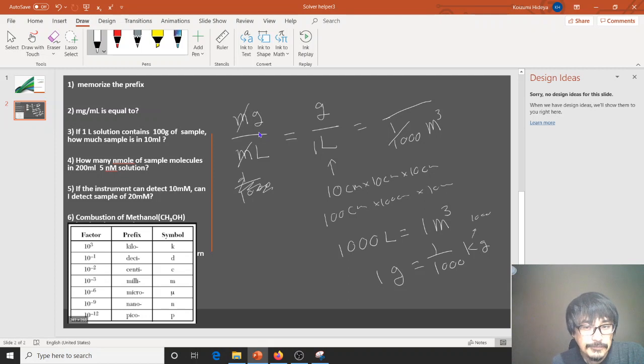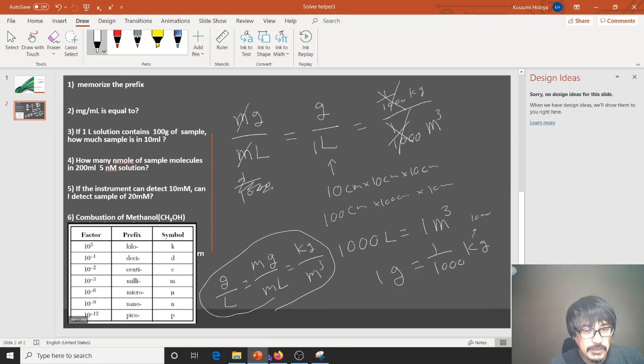So 1/1000 kilogram. So that is going to cancel, right? So gram per liter is equal to milligram divided by milliliter, which is equal to kilogram per meter cube. So all of these things are interchangeable, which means that, let me just try to open up the space here.